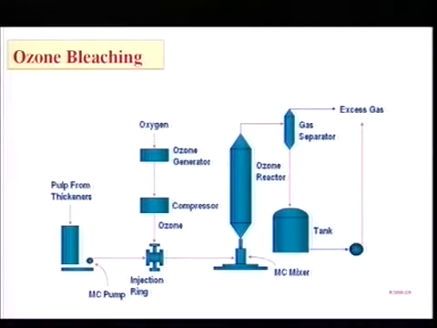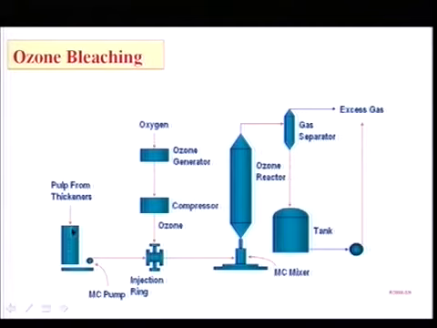Here is the process for ozone bleaching. Oxygen goes through the ozone generator. Here we use a process called corona discharge, electrolysis of oxygen, to get ozone, and it goes through the ozone compressor and then through the ozone ring here.